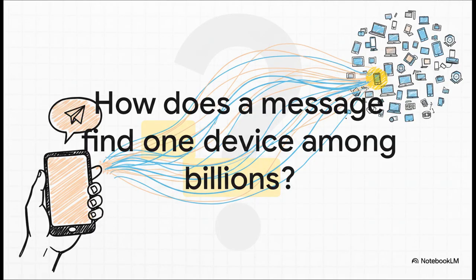Right, just think about it for a second. You hit send, and boom, almost instantly your message is on your friend's phone, maybe halfway across the planet. It's kind of a miracle of logistics that we totally take for granted. How does the internet find that one device in a massive global sea of billions?